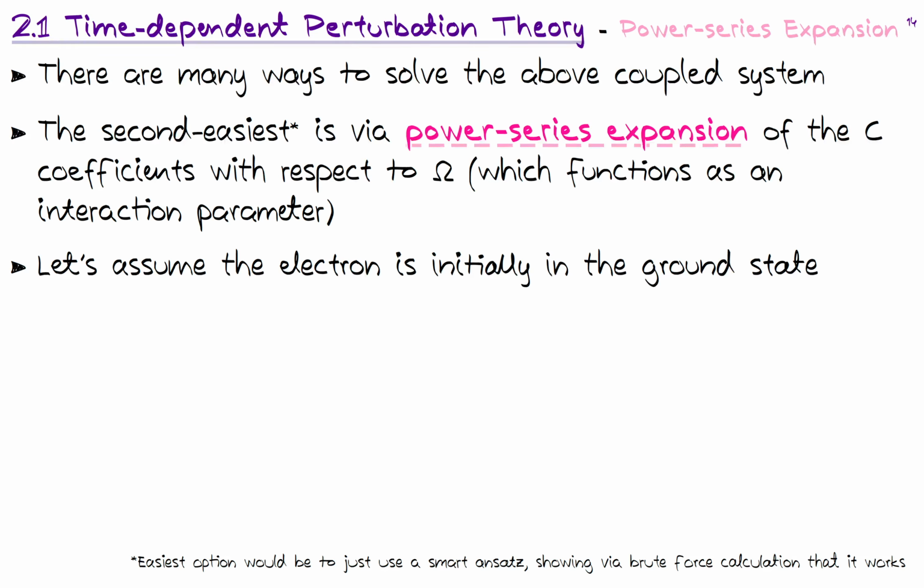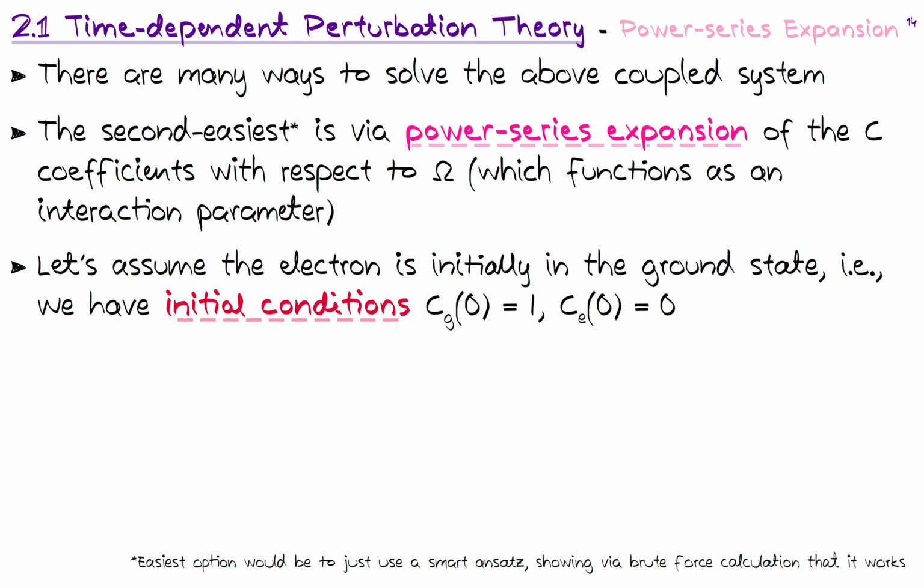So let's assume that the electron is initially in the ground state. This really helps out the derivation. So basically we have some initial conditions to solve our differential equation. Mathematically, this means that the Cg parameter is unity, so that the electron really is initially in the ground state. And since it's there, it cannot be in the excited state, so the Ce expansion coefficient at time 0 equals 0. This is the initial condition we use to solve the coupled system of differential equations.